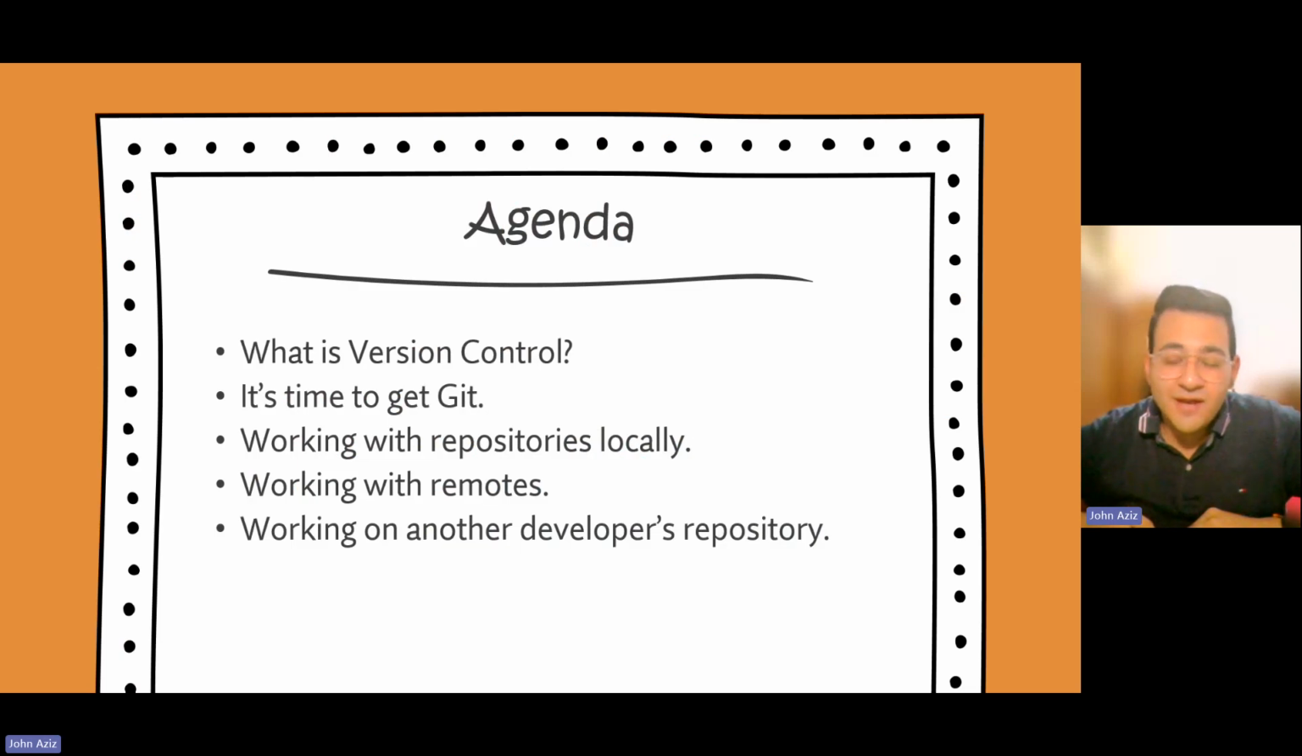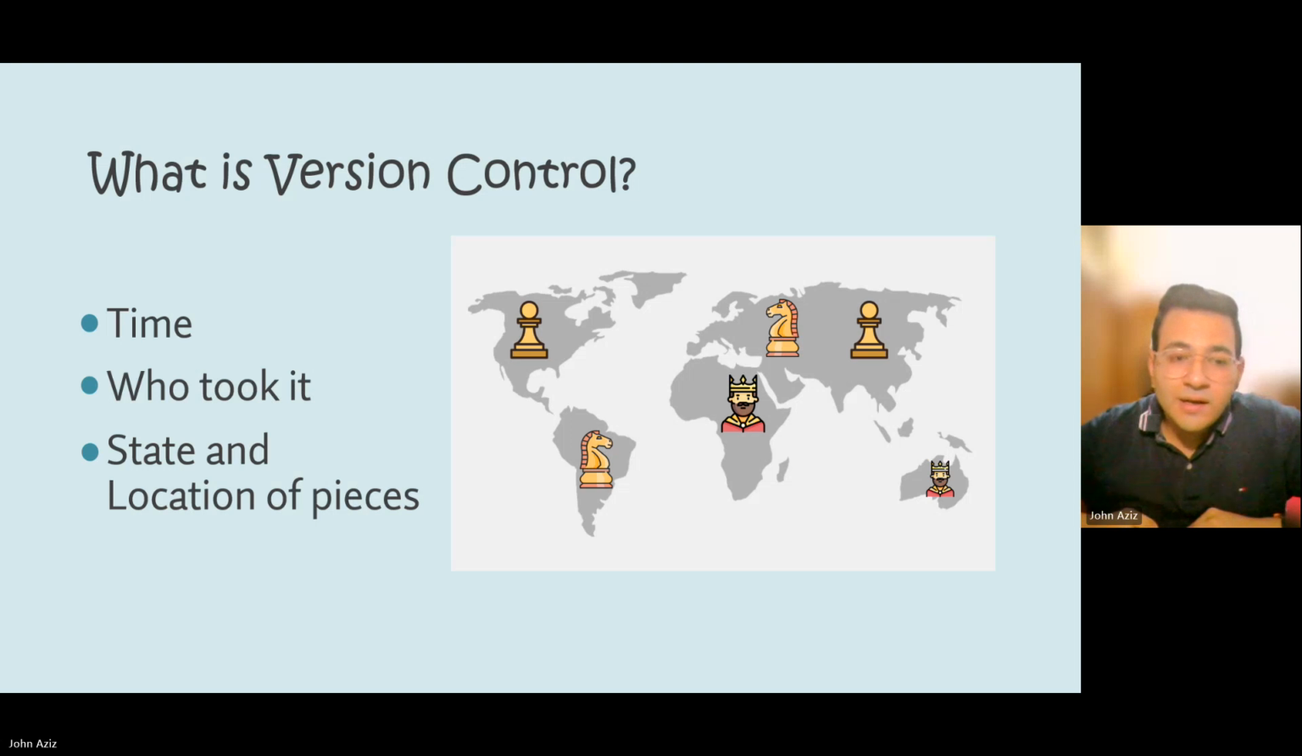So what are we going to do today? We're going to get to know what version control is, and we are going to install Git together. And we're going to work on a local repository locally. And we're going to go through and work with remotes on GitHub. And finally, we are going to work on another developer's repository. So let's start by answering this question.